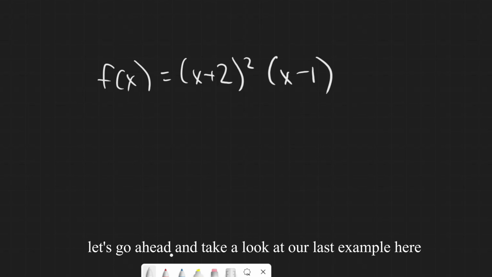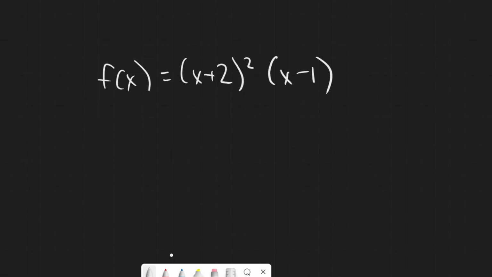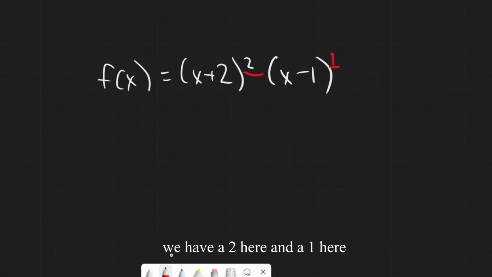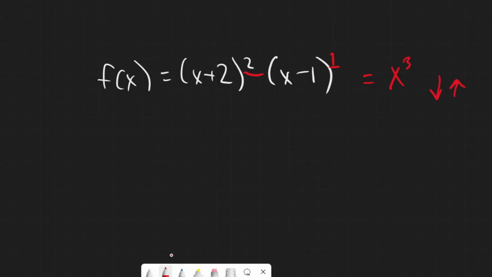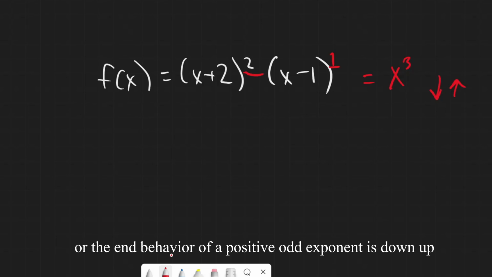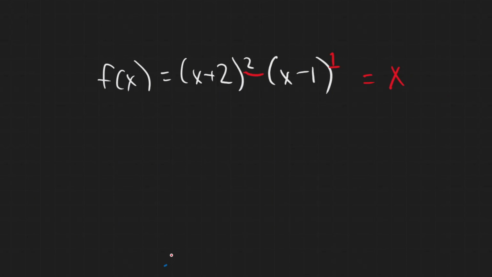Let's go ahead and take a look at our last example here. So similar to the last problem we did, let's find our leading exponent or leading degree. We have a 2 here and a 1 here, which is x to the third. The end behavior of x to the third is down up, or the end behavior of a positive odd exponent is down up. So just keep that in mind.